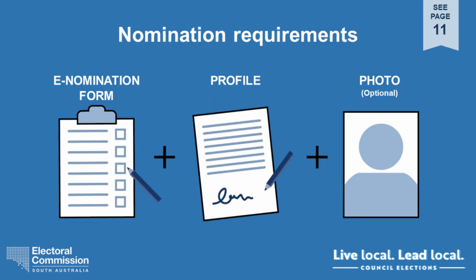As part of your nomination, you must lodge a candidate profile. You can also submit a photograph that will be included with your profile. This is optional, but most candidates do provide a photo. Your candidate profile and photo will be printed on a profile sheet included in the voting pack, which is sent out to all voters. They will also appear on the EXA website.